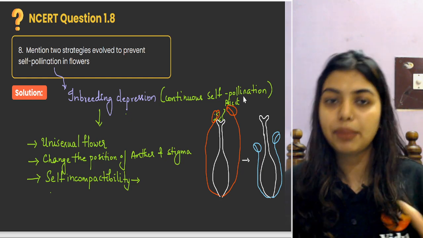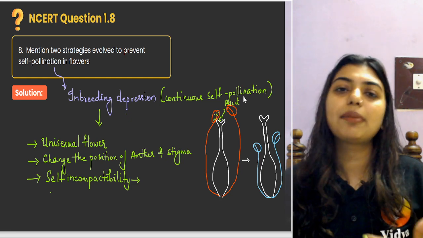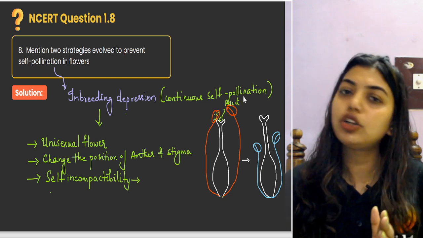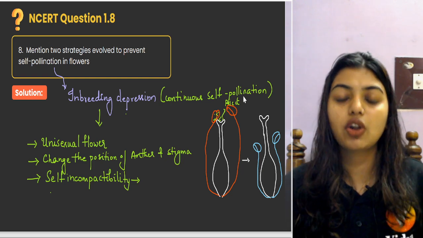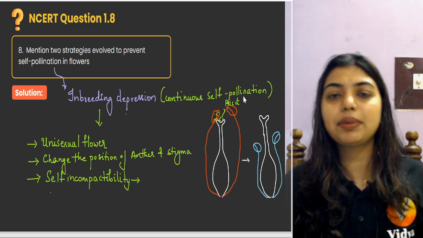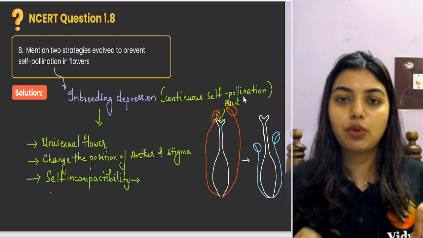So self incompatibility happens this way. The stigma's receptivity, the pollen pistil interaction, will not happen. This way the stigma and the pollen, everyone will be happy that we have avoided self pollination from happening.